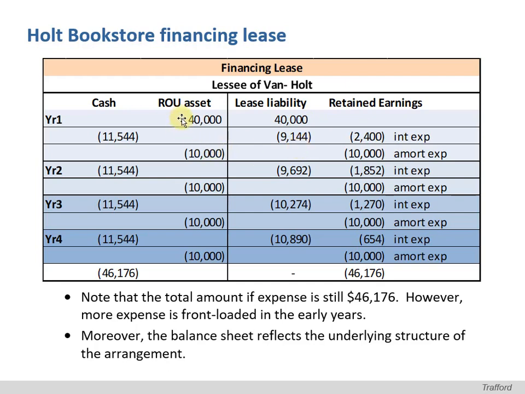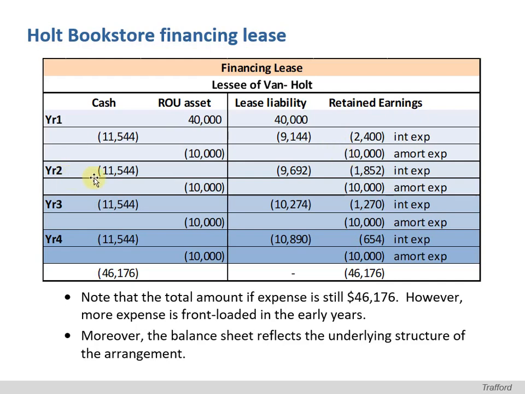We do this on a straight line basis. So $40,000 asset divided by 4 years useful life will reduce this asset by $10,000 per year. So we reduce the asset by 10 grand and we record 10 grand of amortization expense. Notice that total expense related to this lease in year 1 is $12,400. We do a similar thing in year 2.